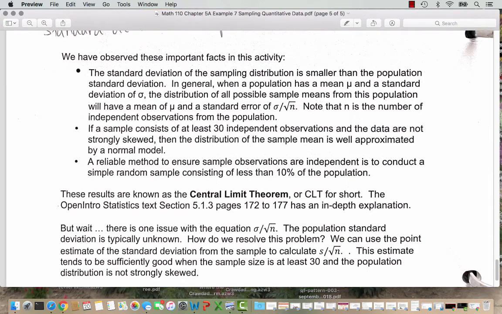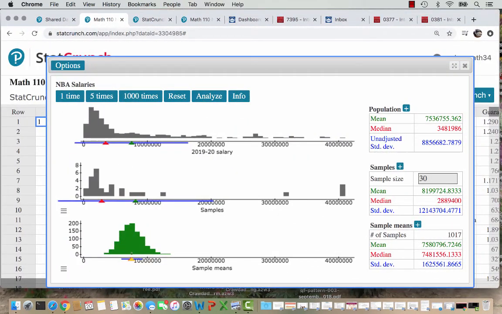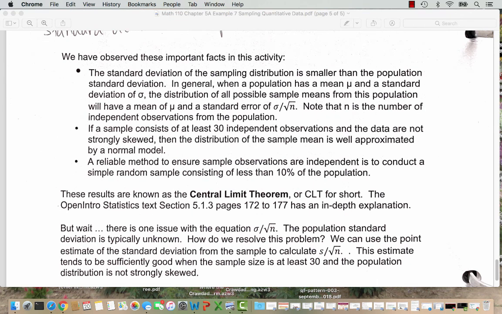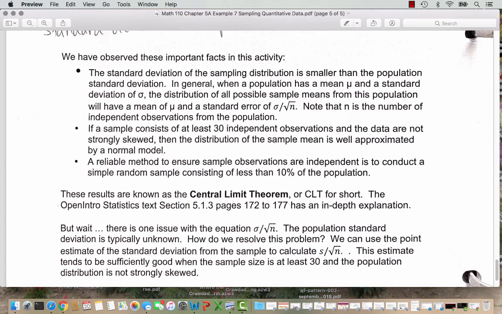So the first big result is that the standard deviation of the sampling distribution is smaller than the population standard deviation. In general, when a population has a mean mu and a standard deviation of sigma, the distribution of all possible sample means from this population will still have the same mean. So if we look back, our mean, the arrows down here haven't changed too much. The mean here was 7,580,000 and change, and the mean for the whole population was 7,536,000 and some change. So the mean doesn't change too much, so we say we're still going to expect the same mean. But we know the standard error shrinks, so we say the standard error shrinks by a factor of sigma divided by square root of n, where n is our sample size.